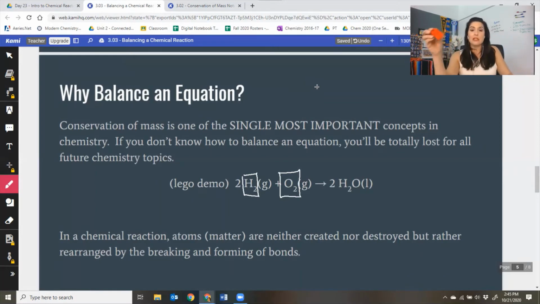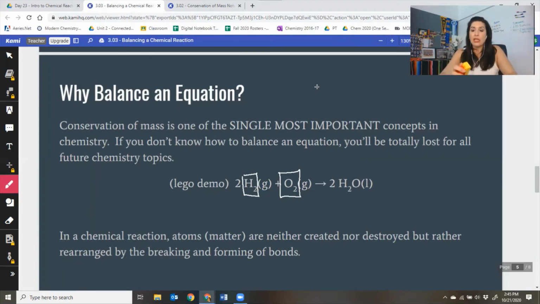So what happens when I have a reaction that requires 2 hydrogen gases and 1 oxygen gas? Well, this reaction happens, the bonds break apart, they rearrange, and they reform. No new Legos are created or destroyed in this process, and I have 2 water molecules.